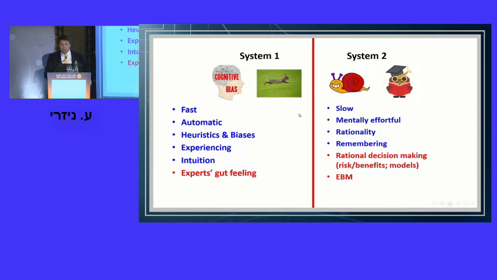It is slower. It demands mental effort. You have to stop and think about it. You have to calculate. We tend not to do it. Kahneman calls it the lazy controller. And this system contains the rationality. In this system, we make rational decisions using risk, benefits, and models.